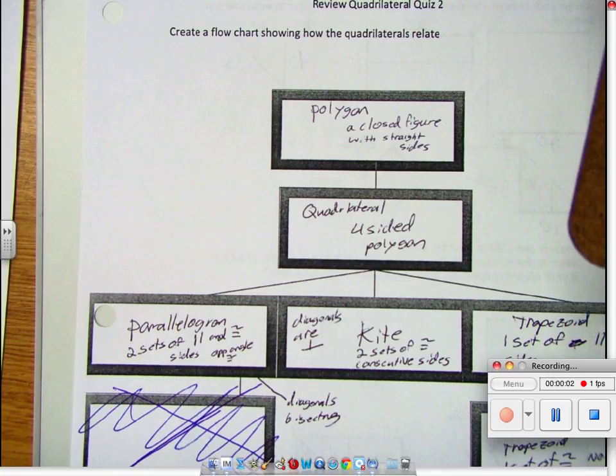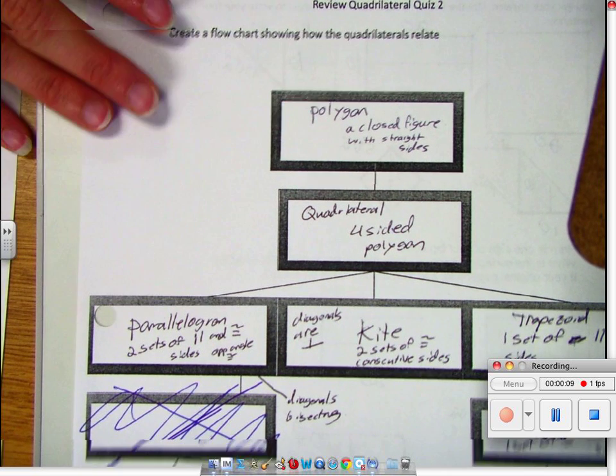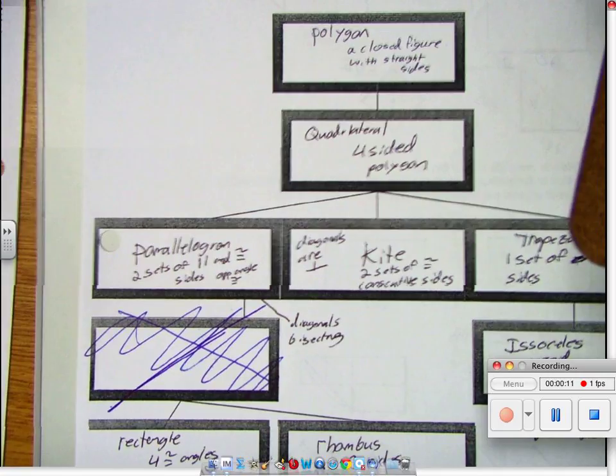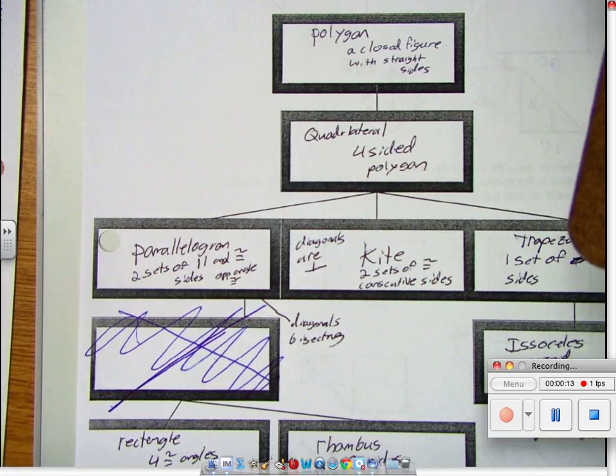All right, so ladies and gentlemen, let's go over this family tree. First, a polygon is a closed figure with straight sides. Second, a quadrilateral is a four-sided polygon. The only rule about it is it has four sides.